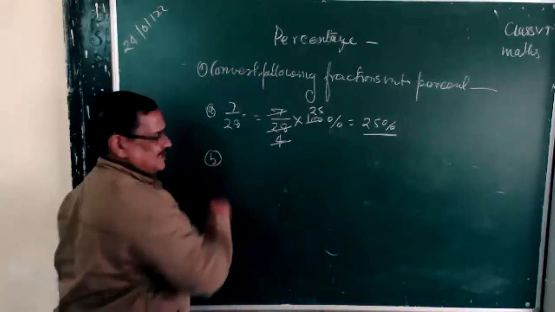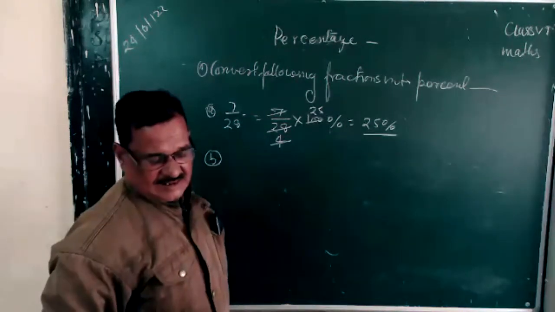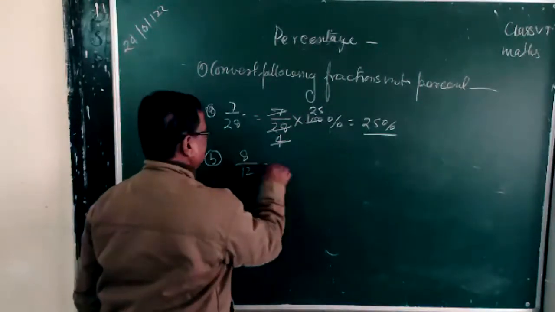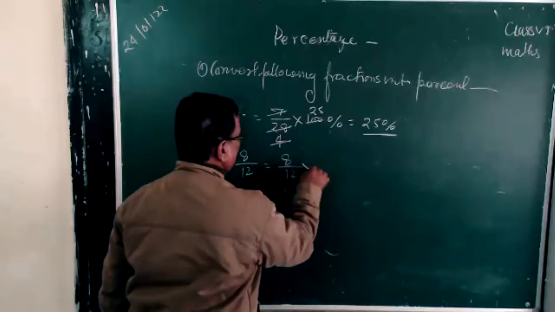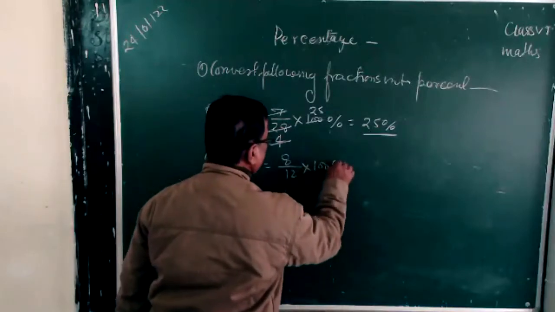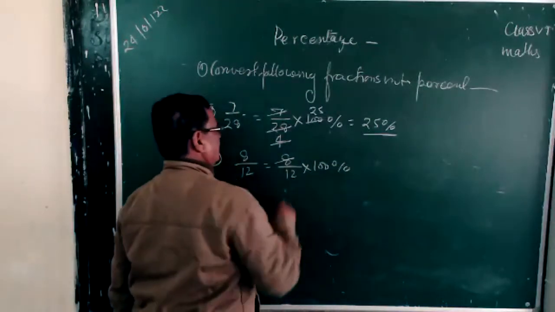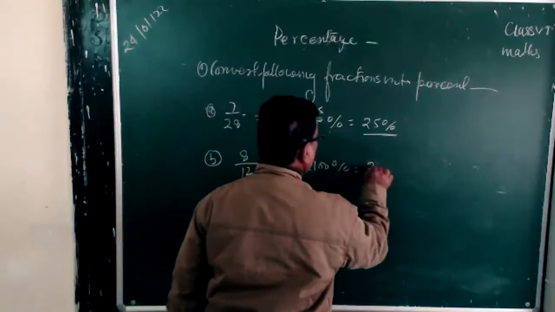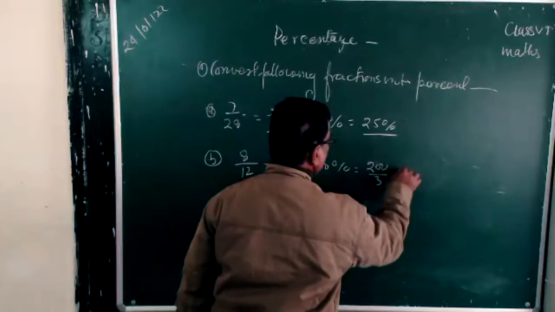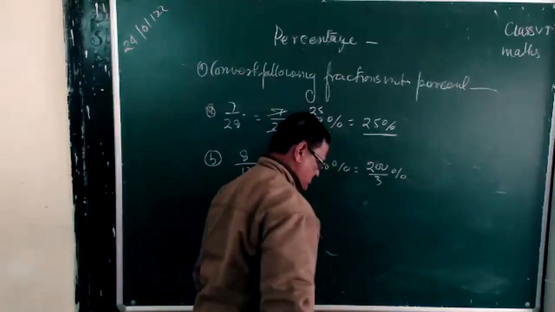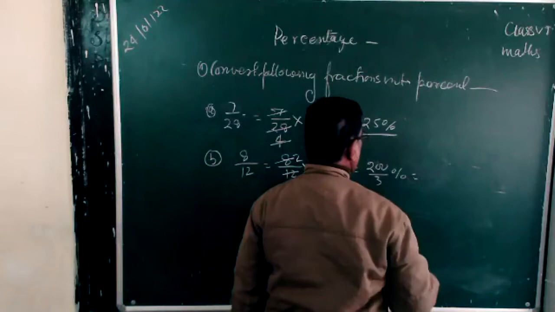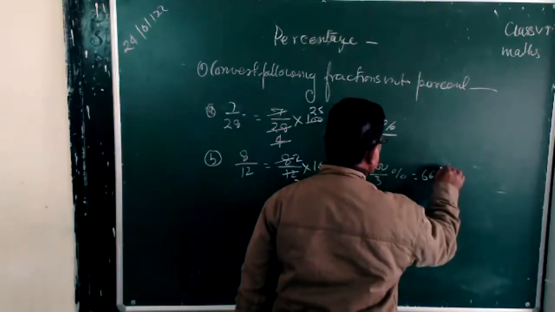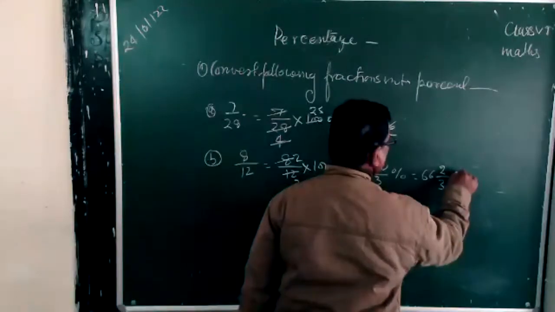Similarly, B, here given 8 by 12. 8 by 12 is equal to 8 by 12 into 100%. Cut by 4, then 2 by 3 comes, that is 200 by 3%, converted into a mixed fraction, that is 66 whole 2/3%.